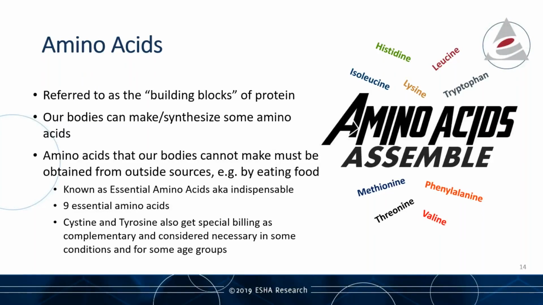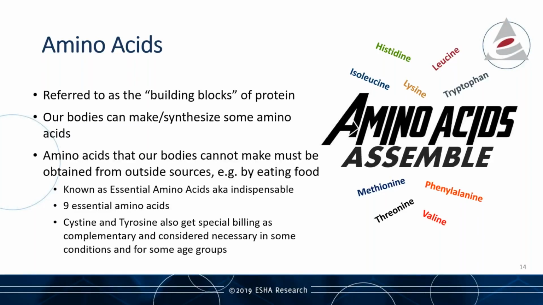There are hundreds of amino acids that have been identified, and we primarily hear about 20 amino acids. Our bodies can make or synthesize some of the amino acids. These are referred to as non-essential or dispensable amino acids. Amino acids that our bodies can't make must be obtained from outside sources like eating food. Amino acids that we can't make are referred to as essential or indispensable amino acids.